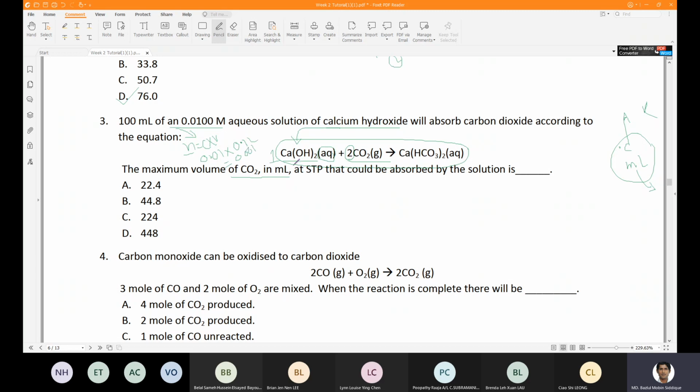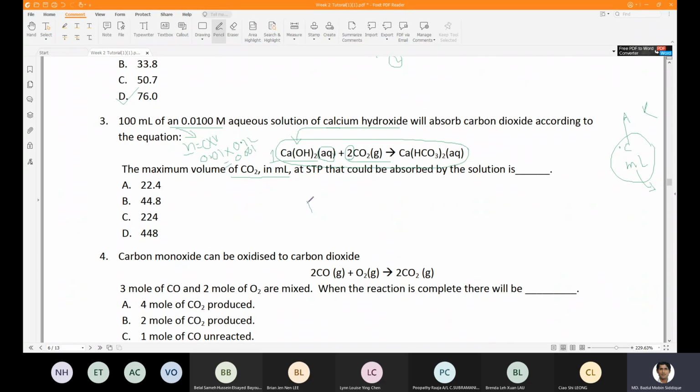0.001 mole of calcium hydroxide, so 0.001 mole will of course double its value. That means 0.002 moles of carbon dioxide will be absorbed. And 0.002 moles of carbon dioxide means how many milliliters of carbon dioxide?